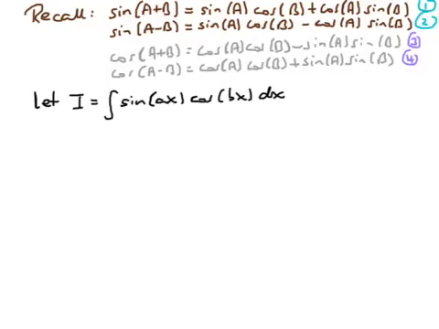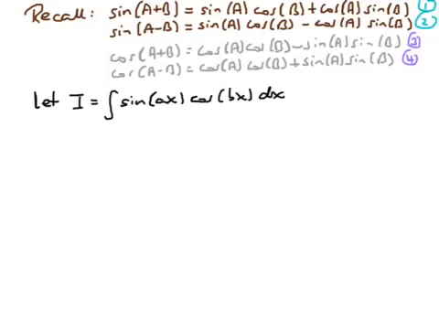So all I've done so far is I've written out our 4 key formulae from the last slide, and I've written out an integral of the form that we want to calculate. So here it is, the sine of little a times x multiplied by the cosine of little b times x, all integrated with respect to x. So in our integrand we have a sine multiplied by a cosine.